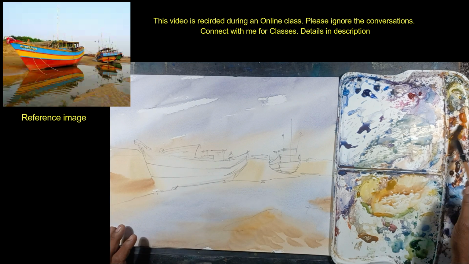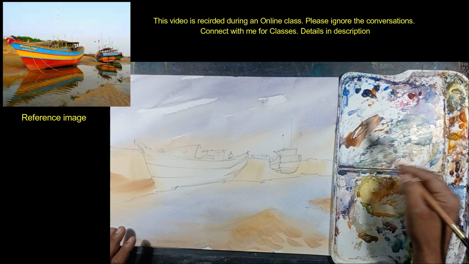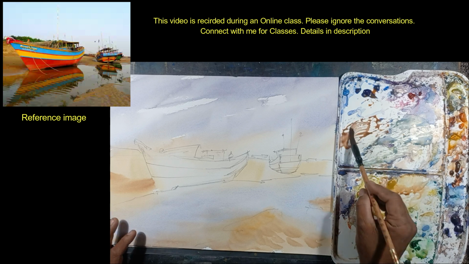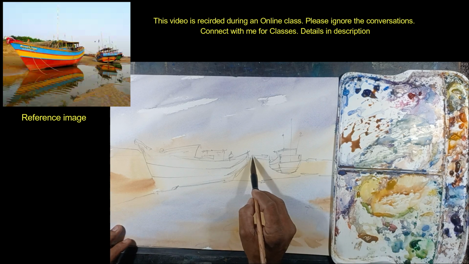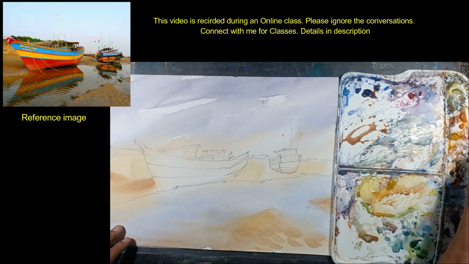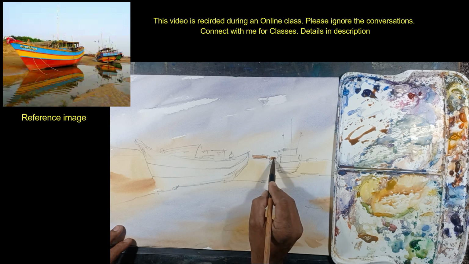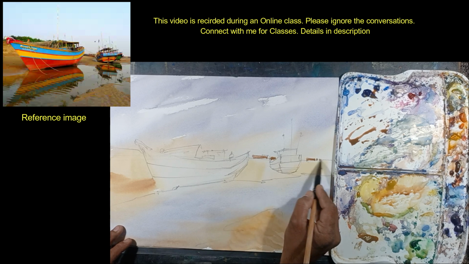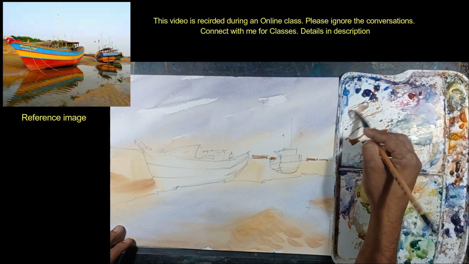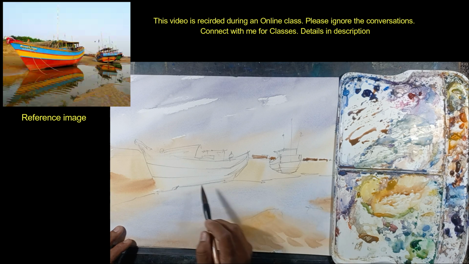Now what we will do is we will take some orange and blue mixture. Orange and blue will form a brownish kind of color, and we will use a lot of water. We just want a very faint kind of color for the small boats in the background at a distance. And we can use a little bit of blue mixture also.